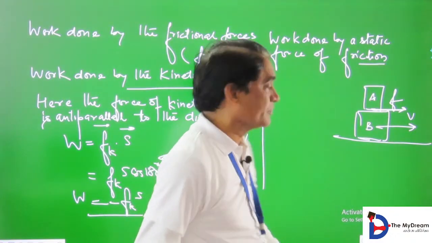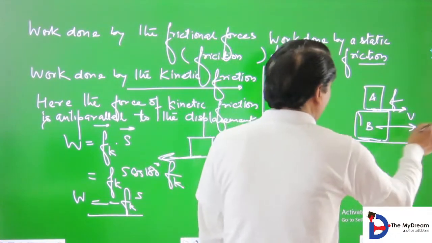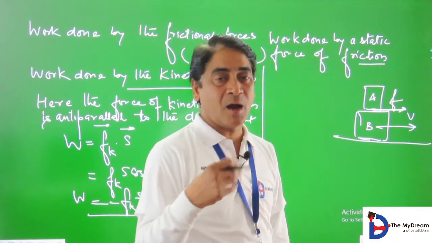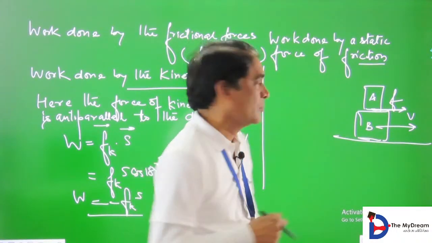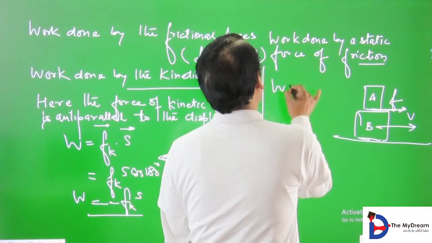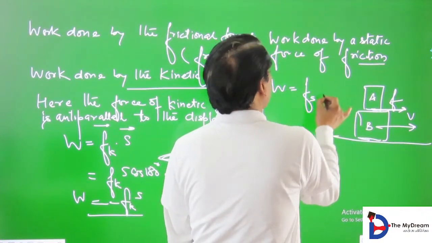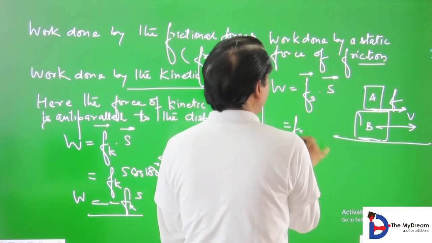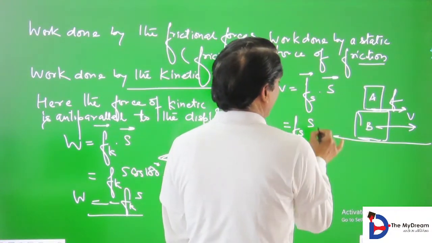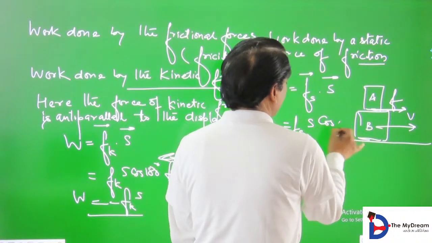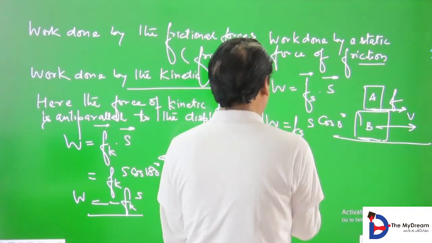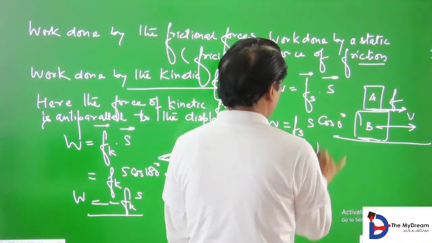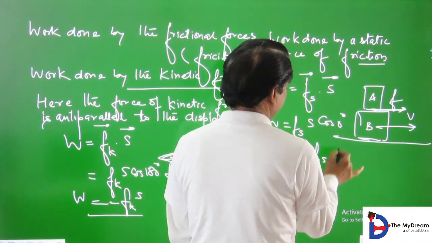Here, the block is just about to move. In that case, for the work done, the direction of the force of friction is in the direction of the displacement. So the work done is positive.